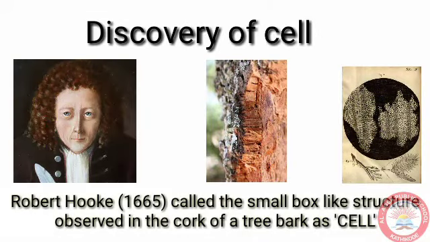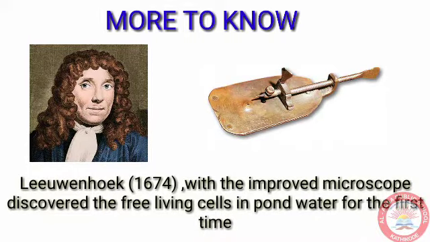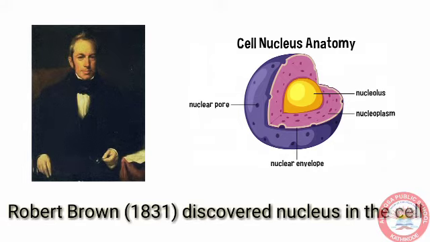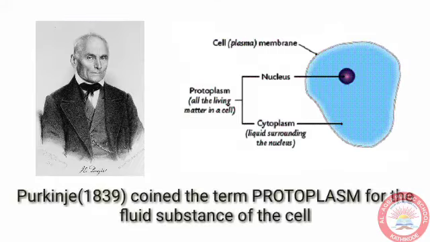It was Robert Hooke in the year 1665 who discovered cell in a cork slice, which were actually dead cells. Leeuwenhoek in the year 1674 discovered living cells in pond water using his improved microscope. Robert Brown in the year 1831 discovered nucleus in the cell. Purkinje in the year 1839 called the fluid part of the cell, which includes the cytoplasm and the nucleus, as the protoplasm.